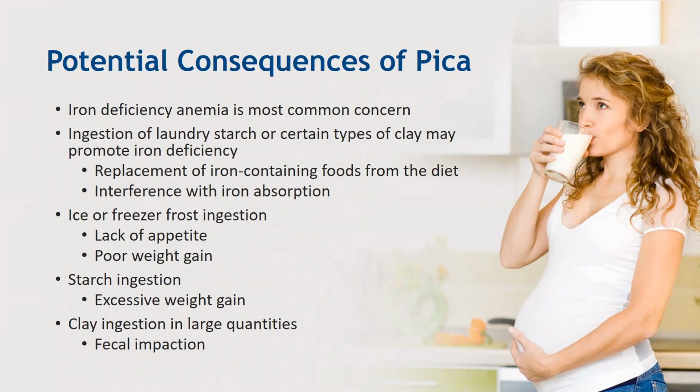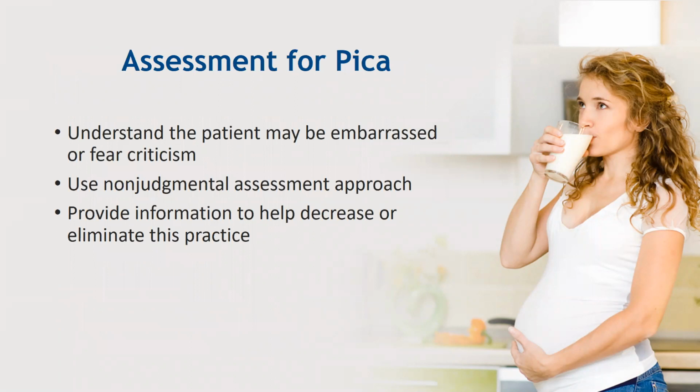Consequences of pica possibly are iron deficiency anemia, which is very common. We need replacement of iron-containing foods in the diet, and this could cause interference with iron absorption. Eating freezer frost can cause poor weight gain due to lack of appetite. Eating starch can increase weight gain. And clay can cause fecal impactions.